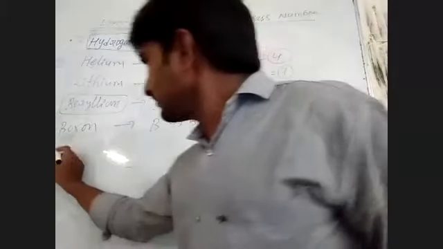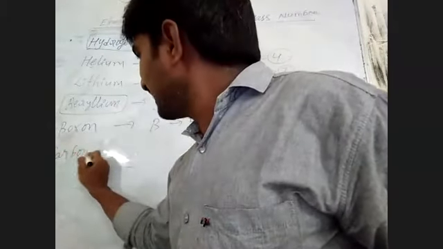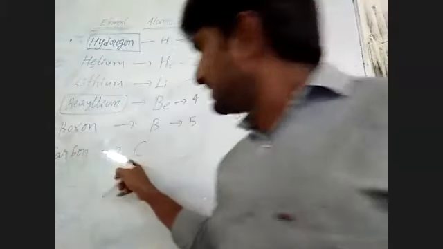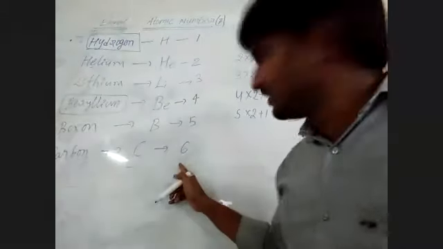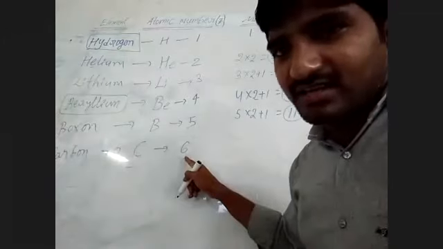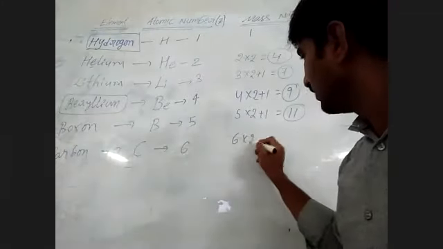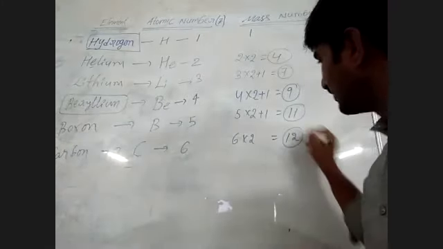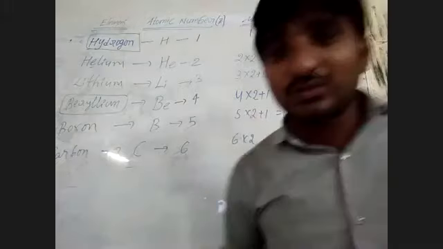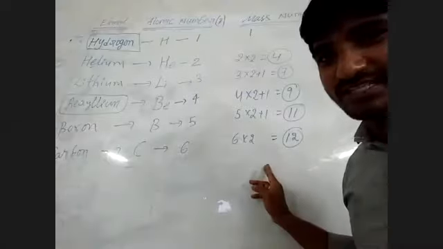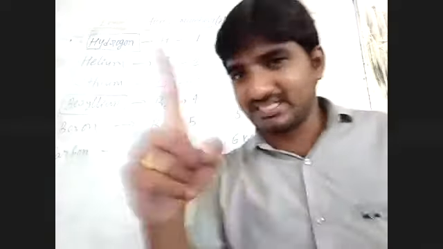Next up, carbon. So what is the atomic number? 6. Atomic number is 6. So is 6 odd or even? Even. So 6 into 2 equals 12. 12 is the mass number. So as I told you before, carbon atomic number is 6, mass number is 12. I told you in session 1.